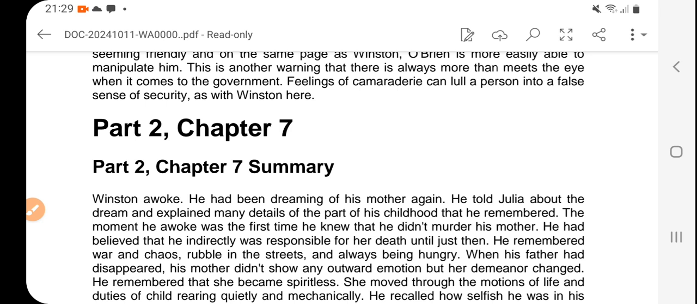So Winston is thinking that O'Brien is his good friend, and that friendly attitude of O'Brien makes Winston more confident that he is safe, and a sense of security is developed in Winston's mind as O'Brien is with Winston. This is the thinking of Winston.